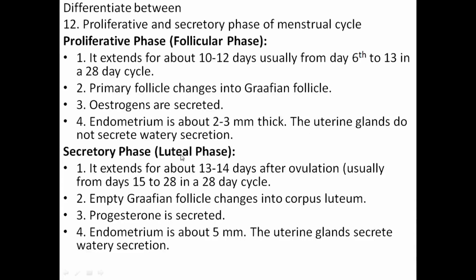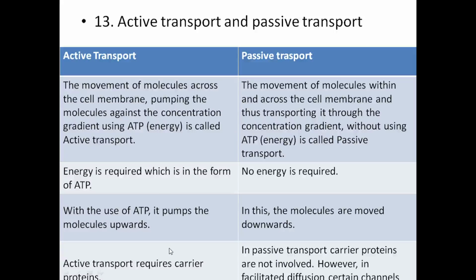Secretory phase, otherwise known as luteal phase, extends for about 13 to 14 days after ovulation, usually from day 15 to 28 in a 28-day cycle. Empty graafian follicle changes into corpus luteum. Progesterone is secreted. Endometrium is about 5 millimeters thick. Uterine glands secrete watery secretion.